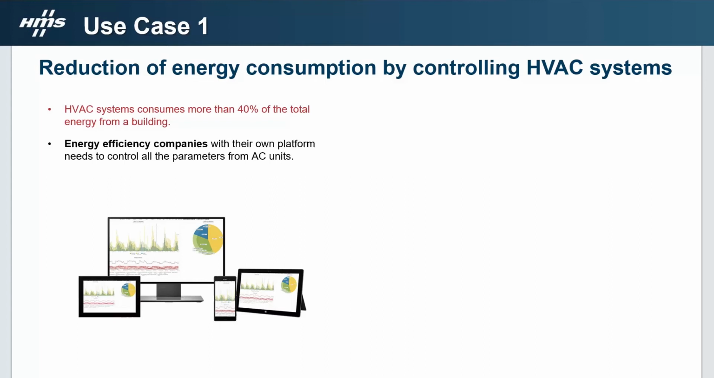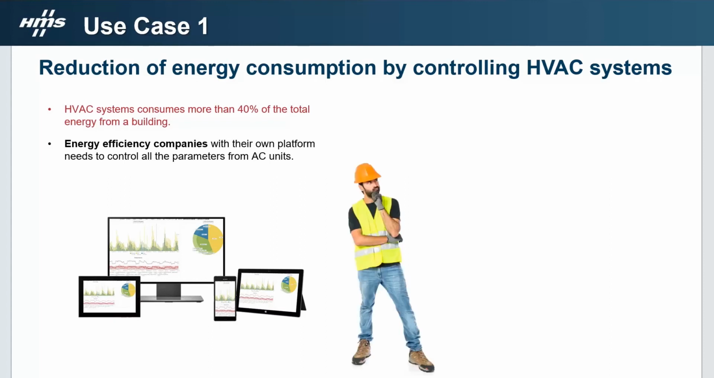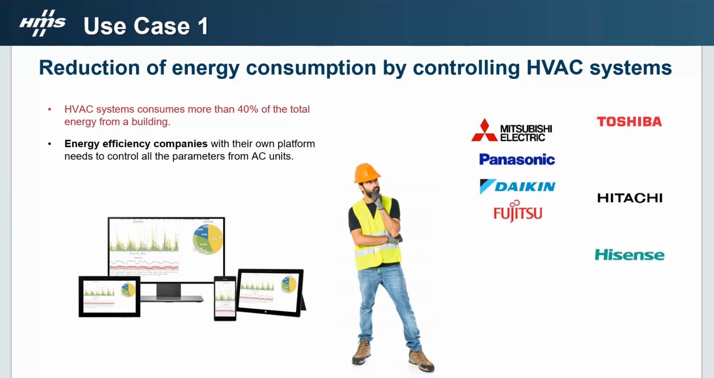As we well know, HVAC systems account for a major part of the energy cost in a building, representing around 40% of the total consumption. For energy efficiency companies, having these systems under control is a must if they want to achieve high rates of energy savings. But what is the challenge this type of integrators have to deal with? Well, the number of AC brands available in the market, but also the variety of air conditioning lines that each of them are offering.